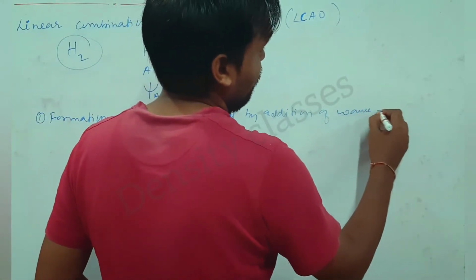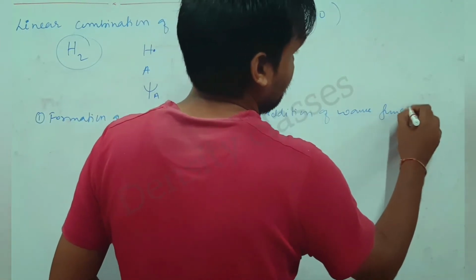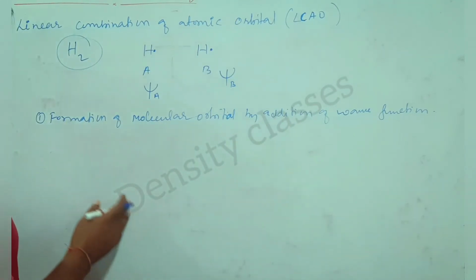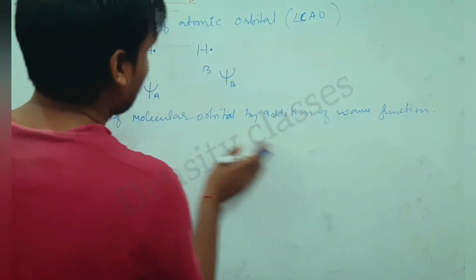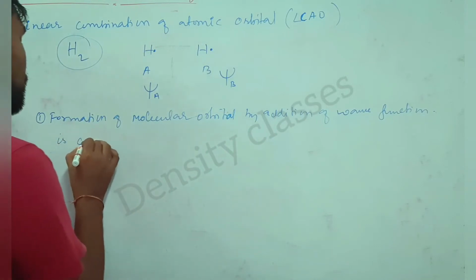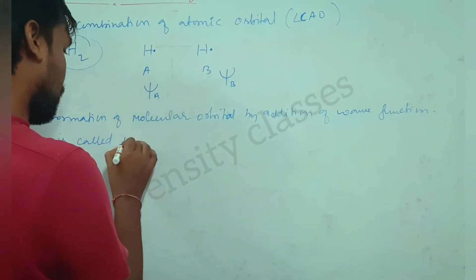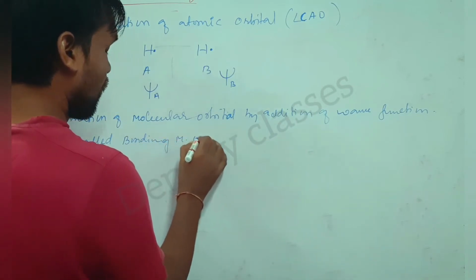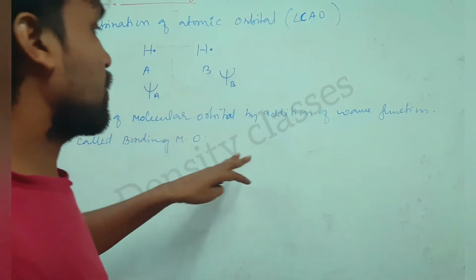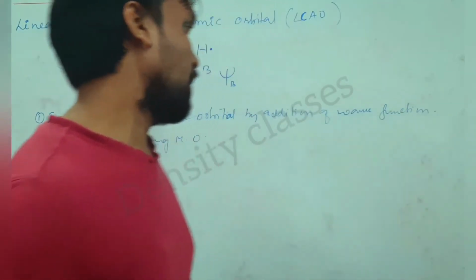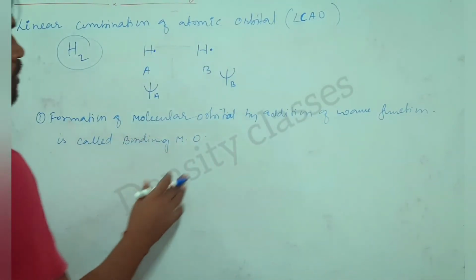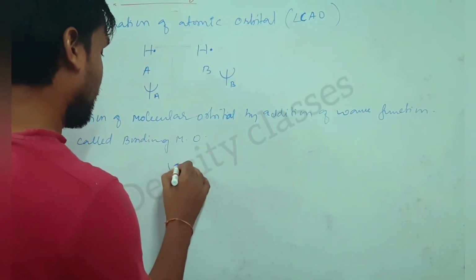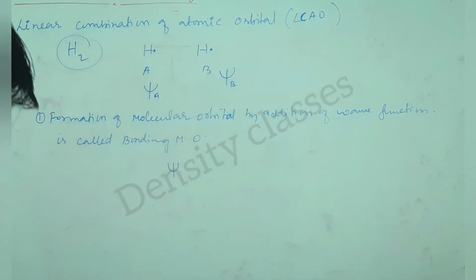So when wave functions are added, it leads to the formation of a molecular orbital. The formation of a molecular orbital by addition of wave functions is called bonding molecular orbitals. For example, you can write these symbols for the wave functions.